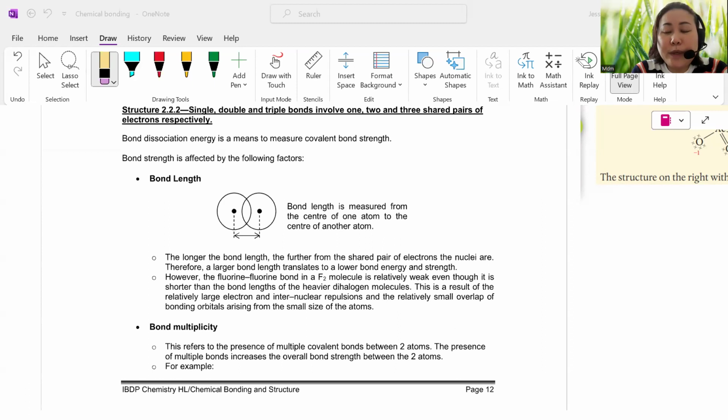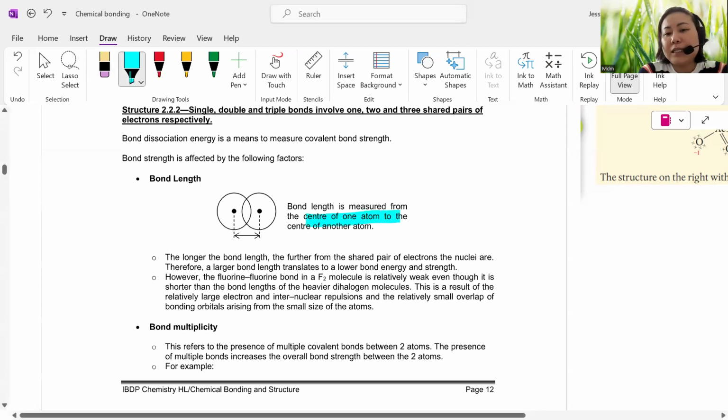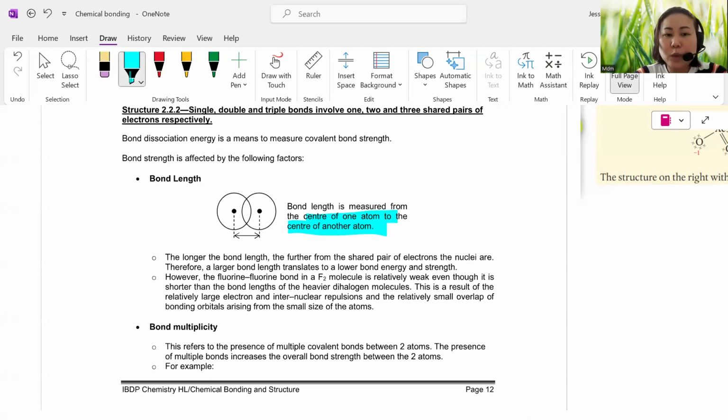All right, we are continuing from where we stopped that day, the dot and cross diagram. And now let's look at some of the terms that are commonly used in chemical bonding, which includes the bond energy. A bond energy is used to measure the strength of the covalent bond. Another way that we can describe a covalent bond is to use its bond length. And bond length is measured from the center of one atom to the center of the other atom. So you can take a look at it as though like from nucleus to nucleus.